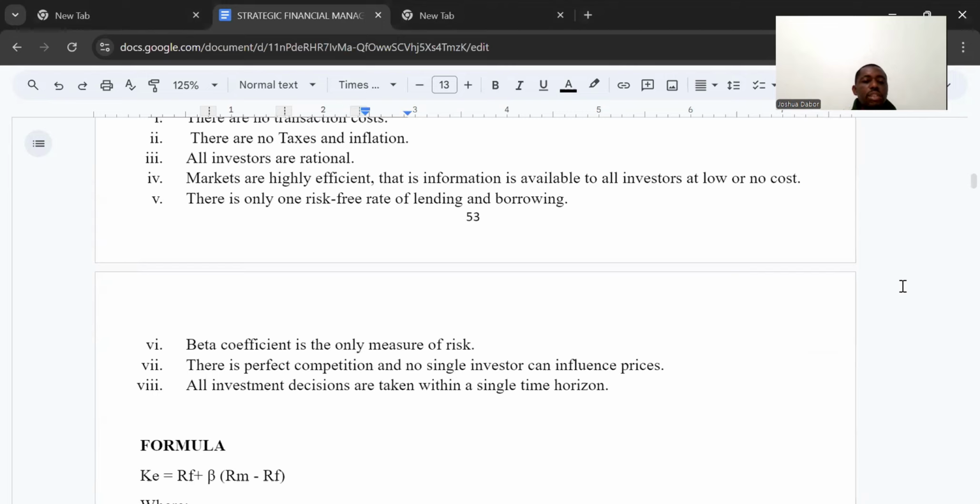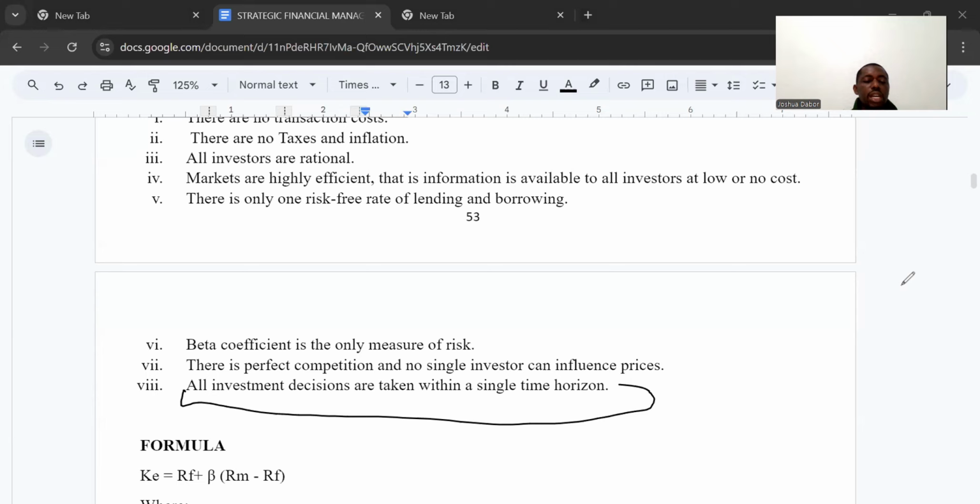The next assumption is that beta coefficient is the only measure of risk. There is perfect competition and no single investor can influence prices. And the last assumption is all investment decisions are taken within a single time horizon.